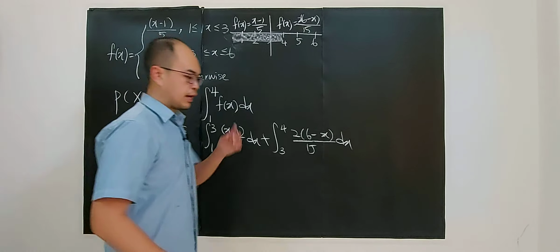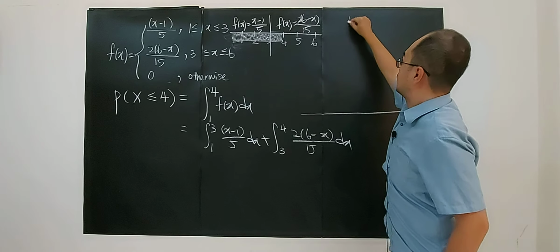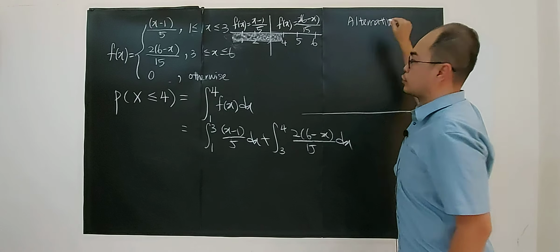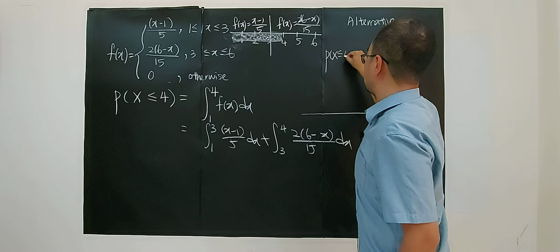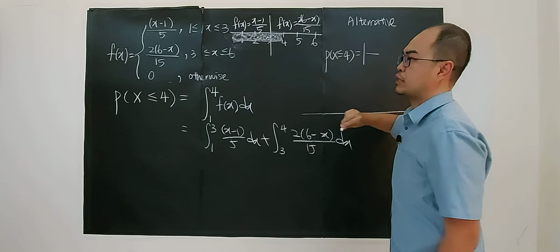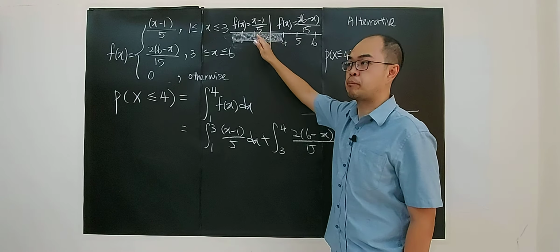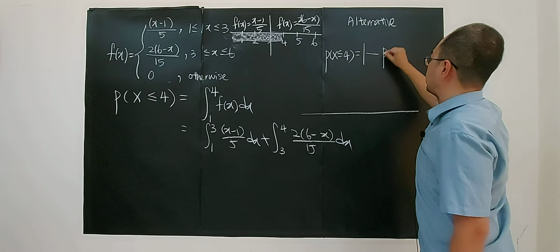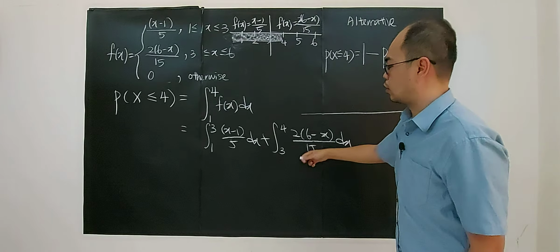And an alternative method. You can also do it this way. Because this is P(X less or equal 4), I also can rewrite this to be 1 minus something. Because the total area here must be 1, the total probability must be 1, so 1 minus the one that is greater than 4. You also can consider this. It's either this method or this method.